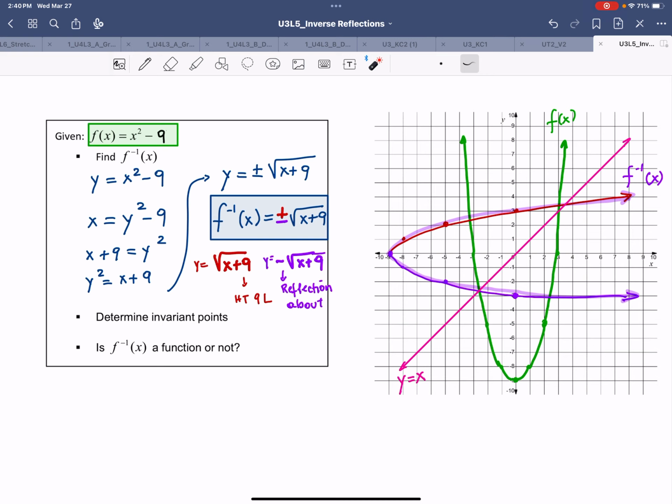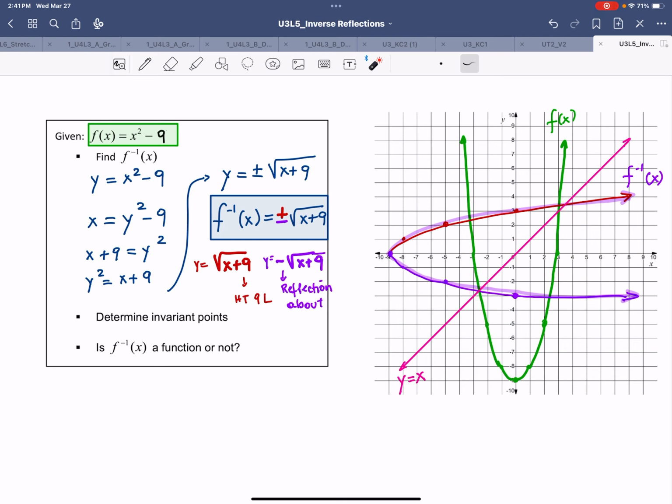Now, as you can see here, it is kind of hard to estimate the coordinates of the invariant points. So what we're going to do is find them algebraically and write them also in exact form. So how do we determine invariant points algebraically? Recall that invariant points are on the reflection line. They belong to the green graph, or the function highlighted in purple, and the reflection line, so these two.